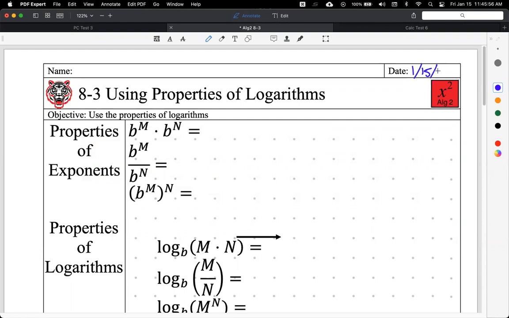Our objective today is to do what? Someone with a quiet raised hand. Turn on your cameras. Quiet, go for it. Use the properties of logarithms. There it is. Can you use them? Like, first you need to know them, then can you use them?